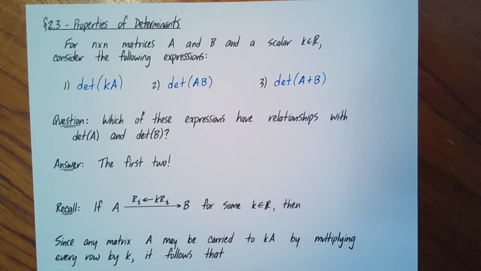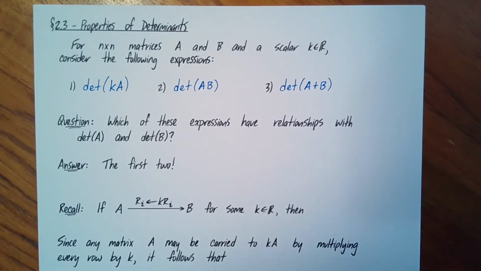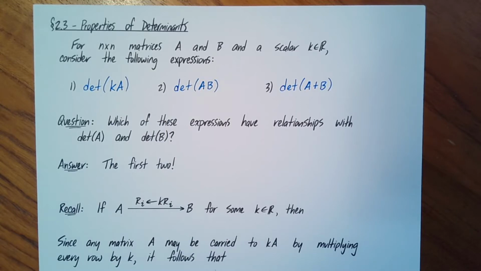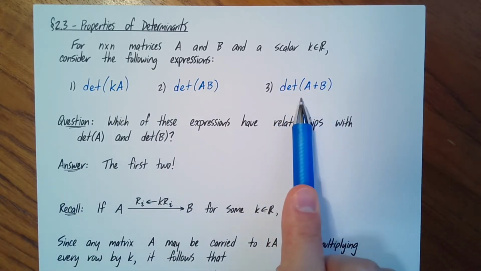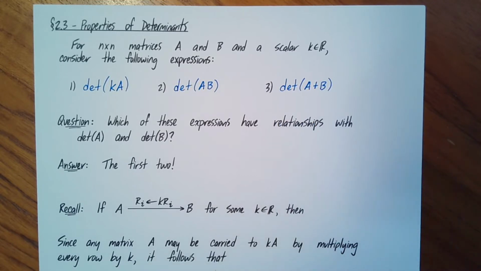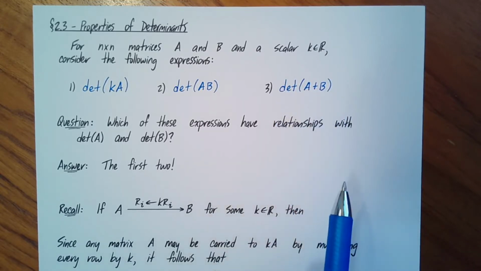So the question that we're going to ask more formally is which of these expressions have relationships to the determinants of just the original matrices A and B, right? That's the question that's asked here. And well, the answer is these two. These two can be expressed in terms of the determinants of the original matrices A and B. It turns out that this one can't, except under very specific circumstances, which I'm not going to get into right now. So in general, for the determinant of A plus B, you would just have to add the matrices together and take the determinant directly. You would not be able to take the determinant of the two matrices A and B separately and then say add them, for example, and expect to get this value, because it just won't happen in general.